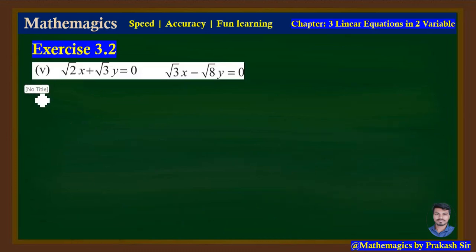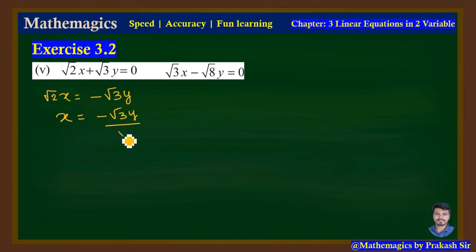This is question number fifth. Already we have done the fourth question. I have taken this because it has a different kind of question that is based on roots. Root 2x, root 3y, that's why. So I'm taking this one as the first equation. Here, root 2x is equal to minus root 3y, because root 3y I have taken to the other side, this becomes minus root 3y. Here x is equal to minus root 3y divided by root 2.